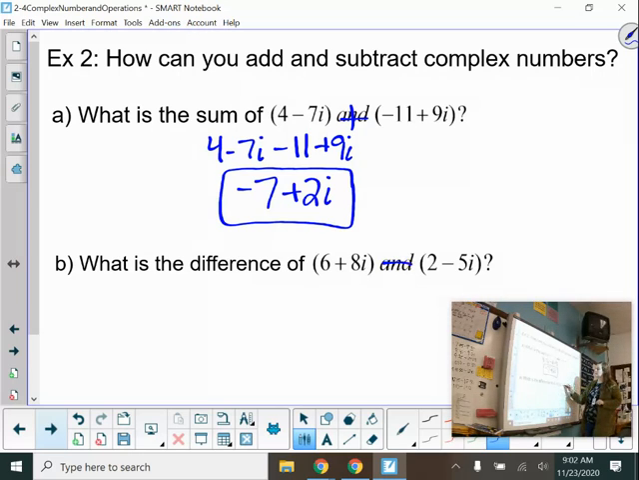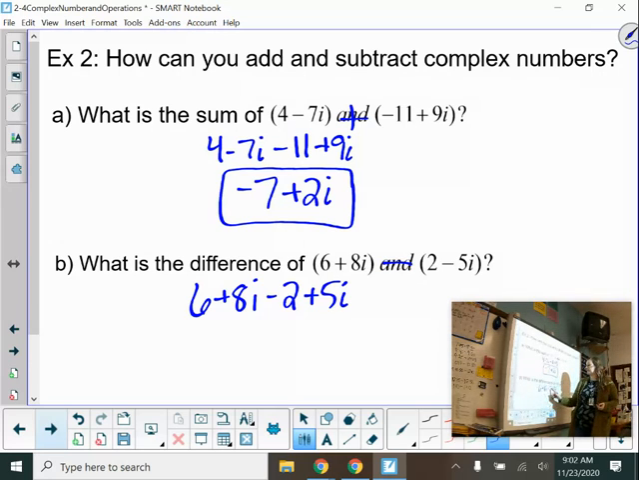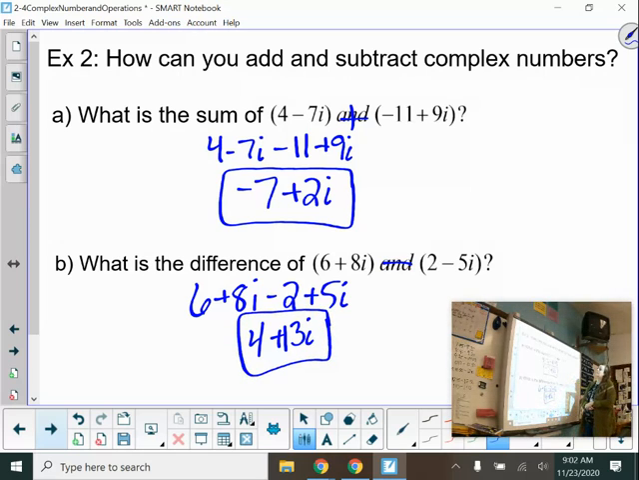Part B, difference, is subtract. For the difference, I am going to eliminate the parentheses from my first complex number, but for the second one, I do have to distribute that minus to both of those terms. So this is going to become minus 2 plus 5i, because we are subtracting the 2 and subtracting the negative 5i, which is why that one becomes a plus. Now, just like before, I match up my like terms. The 6 and the negative 2 make a 4. The 8 and the 5i make 13i. So we have 4 plus 13i as our solution there.